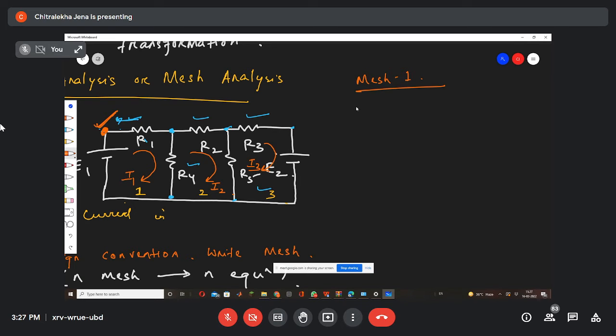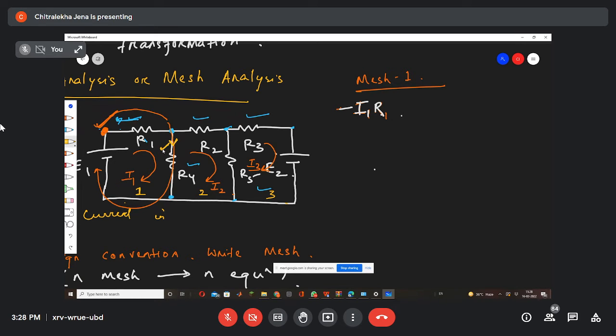Here, you will start from this point. You are traveling from this point to this point. You have taken the current in clockwise direction, so while writing the equation, you also take it in clockwise direction. I am moving in the same direction as the current through the resistance, so it will be minus I1 into R1. Look at my board first, then note it down. Don't just note down whatever I'm writing; understand first, then note it. So minus I1 into R1. Then here you see one thing: I1, this is a common branch, which is common to both meshes.